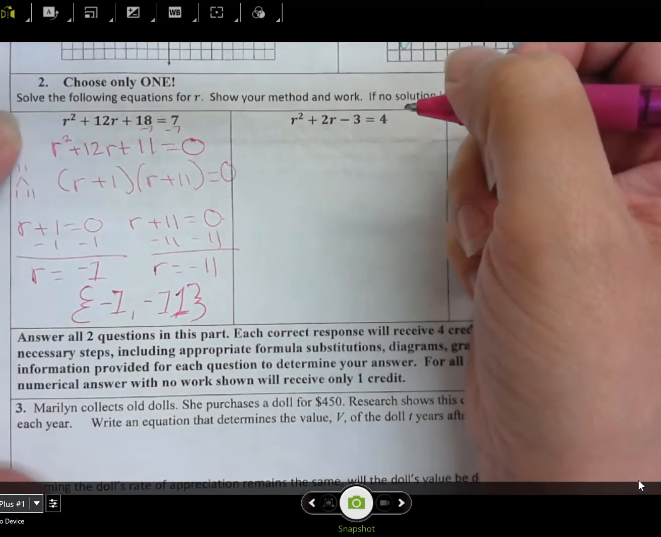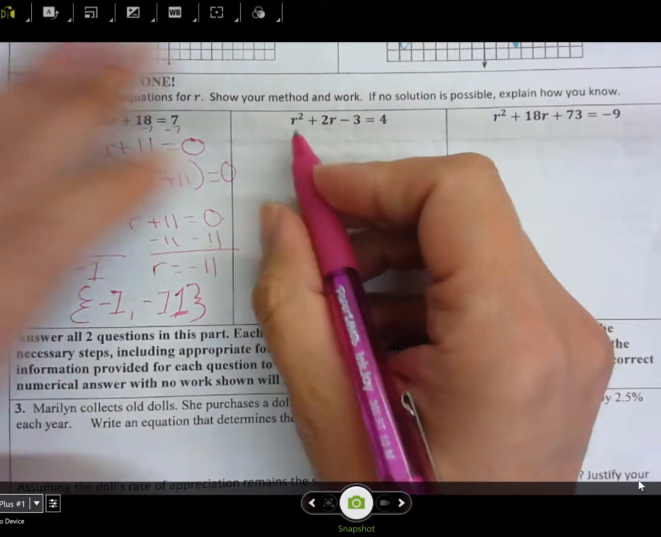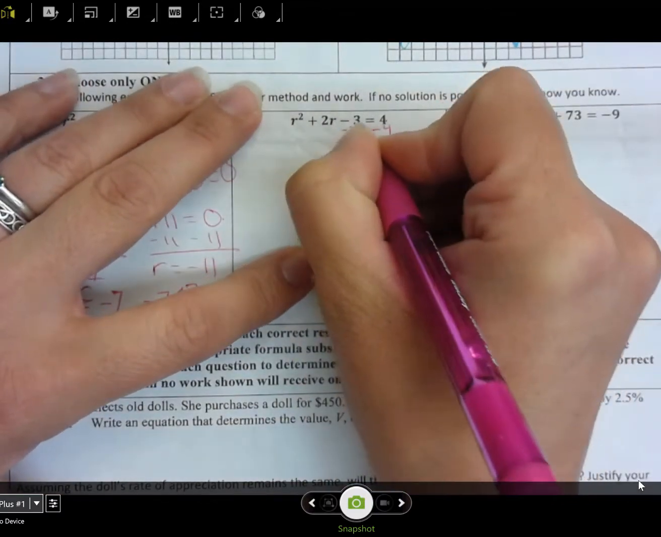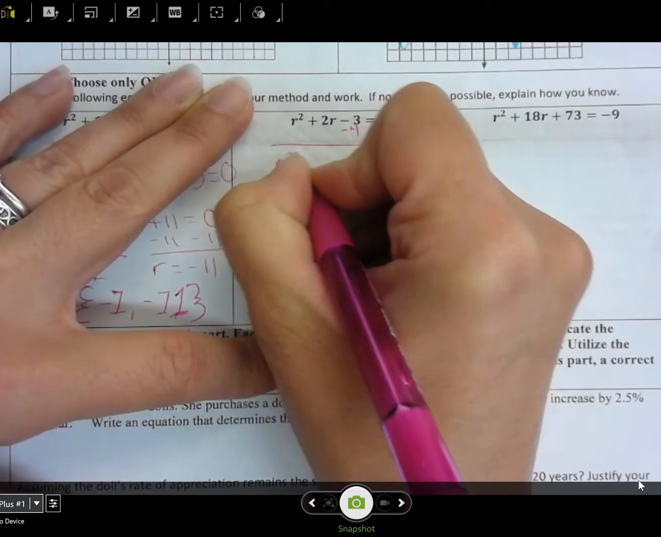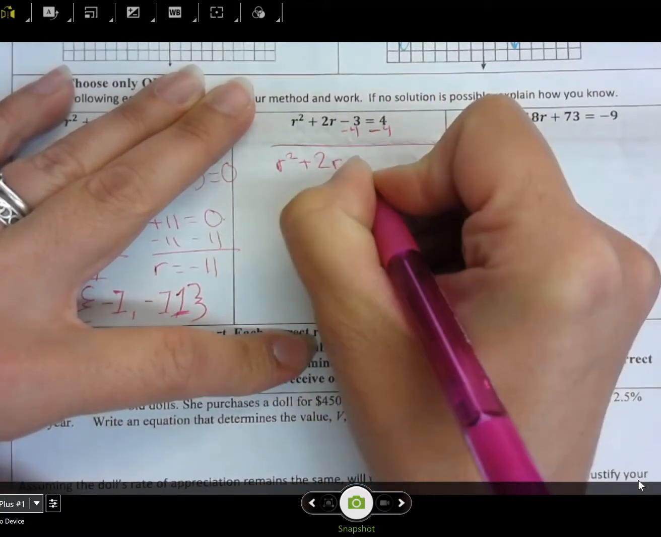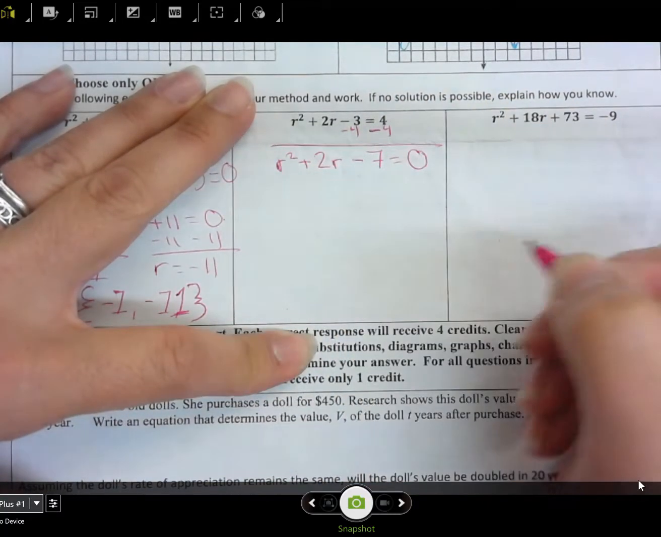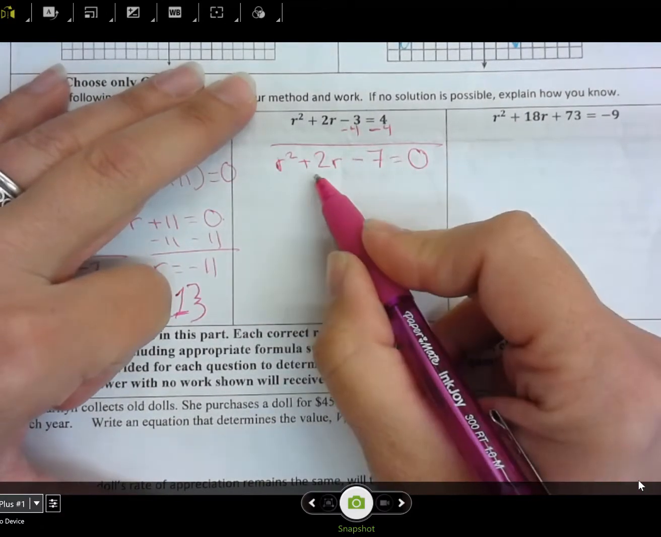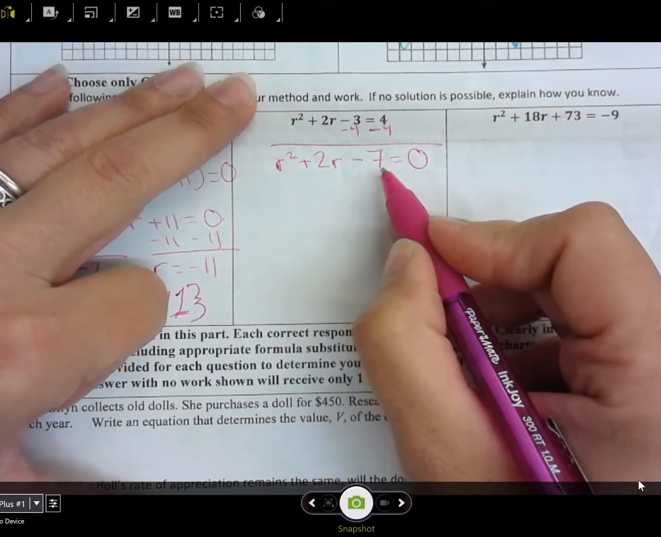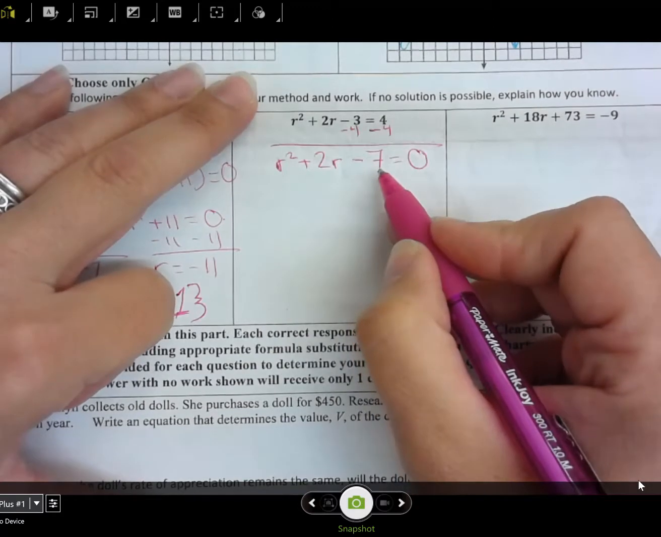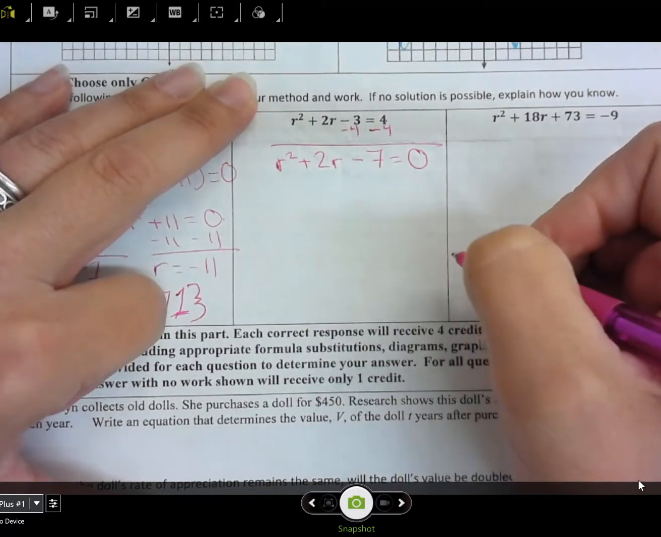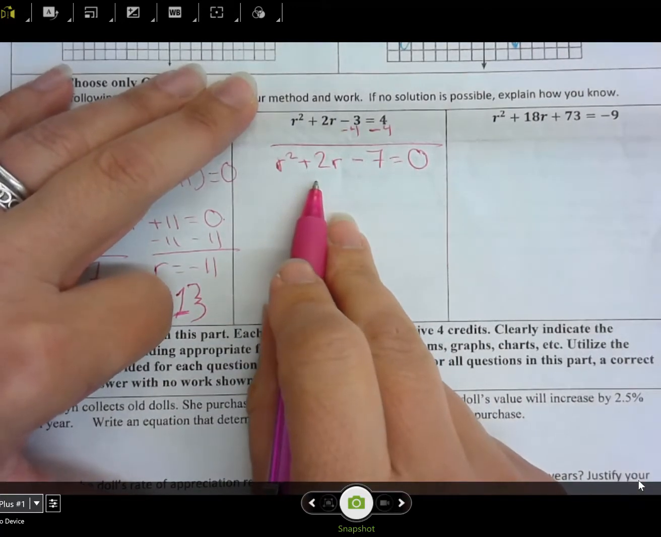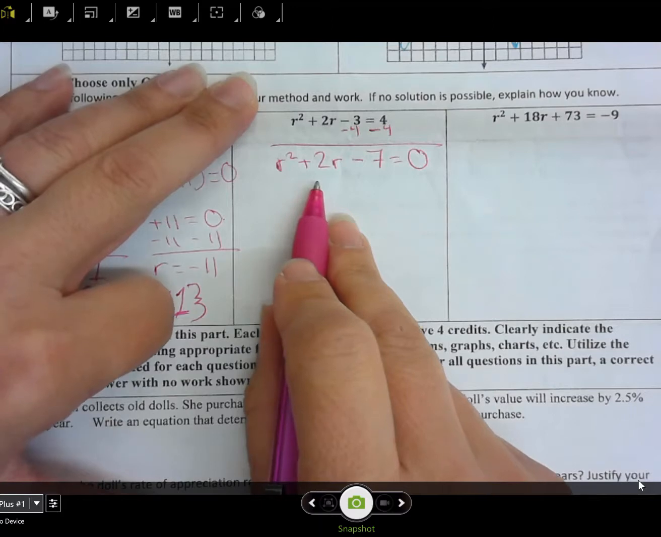The second one now, we have r squared plus 2r minus 3 equals 4. So I'm going to bring the 4 to the other side. We have r squared plus 2r minus 7 equals 0. Now again, we want to list the factors of 7 that when we subtract them give us 2. Well, 7 is also prime, so its only factors are 1 and 7, and there's no way to get 2 from those factors. So we can use the quadratic formula to solve this.